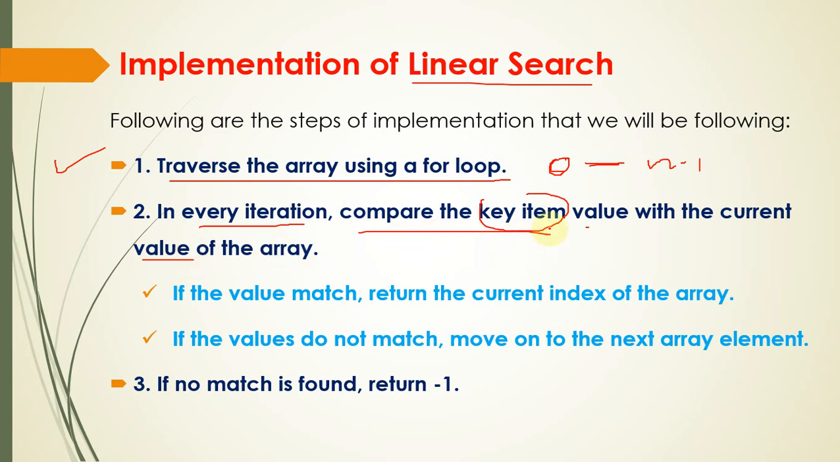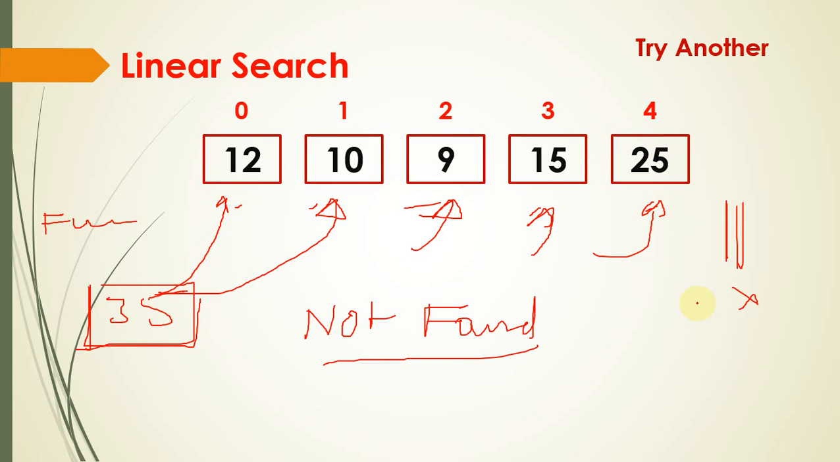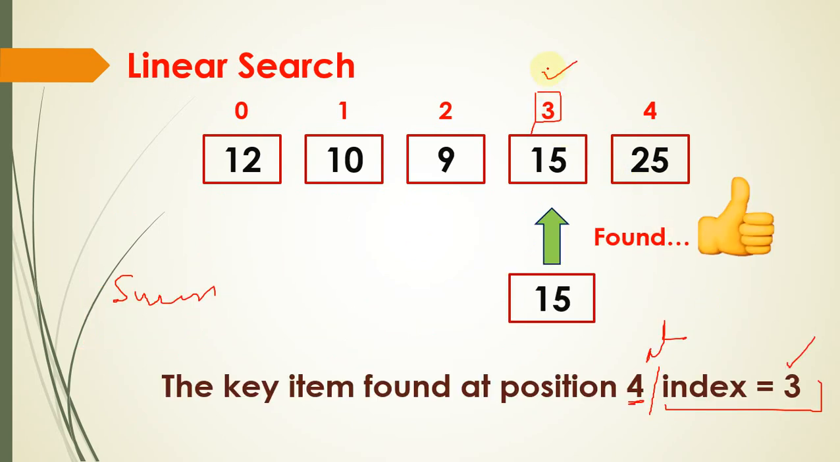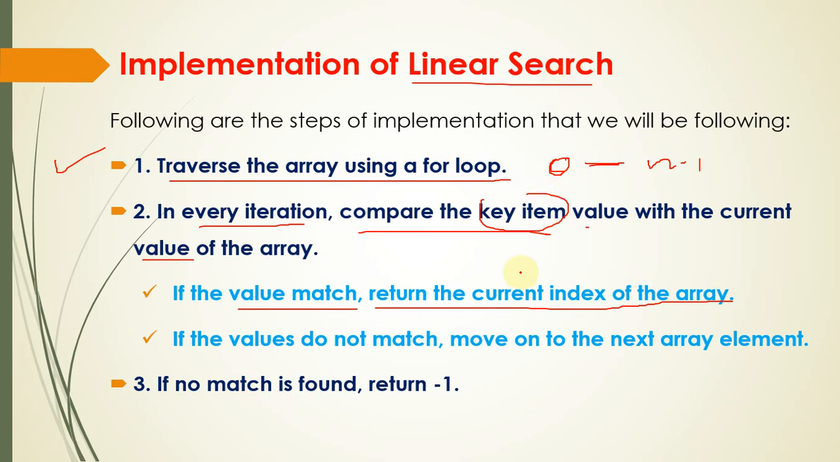While comparing the key item with an element, if the value matches, then return the current index of the array. So in this case, return the current index. The index value is 3. If 15 is found at this particular location, return this one. Don't return 15. Return its position, the index value 3. Okay. Return the current index of the array.